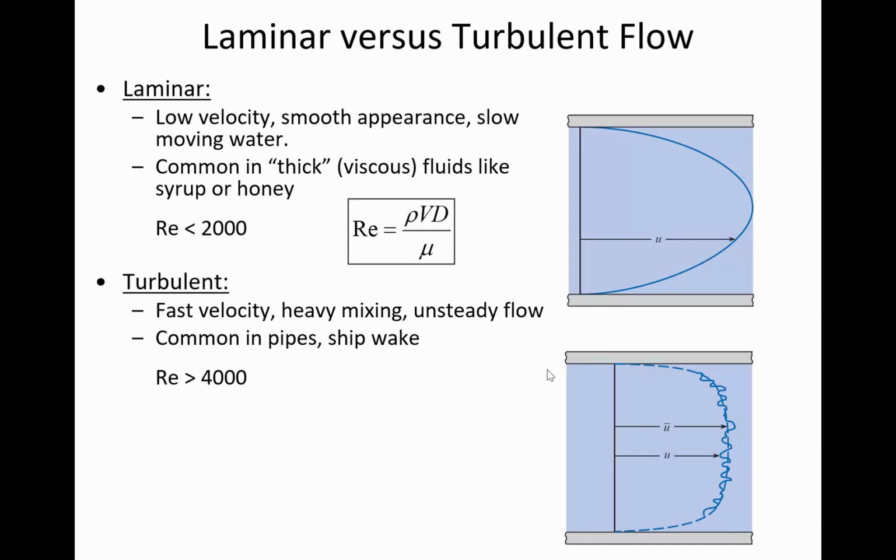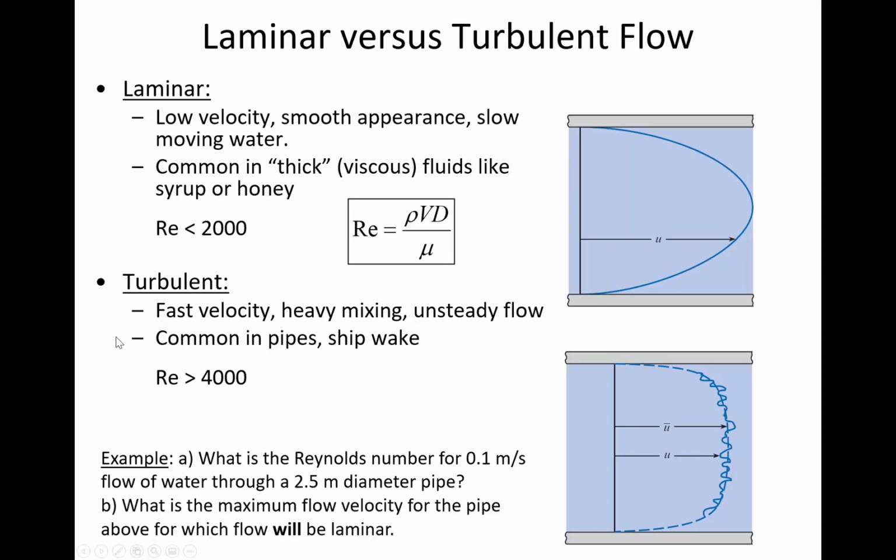All right, so just to get some practice with this Reynolds number equation, this example poses the question, what would be the Reynolds number if you have a flow velocity of 0.1 meters per second of water going through a 2.5 meter diameter pipe? And then part B, what's the maximum flow velocity for the pipe which will allow you to have laminar flow? So you're solving for V with a Reynolds number of 2,000.